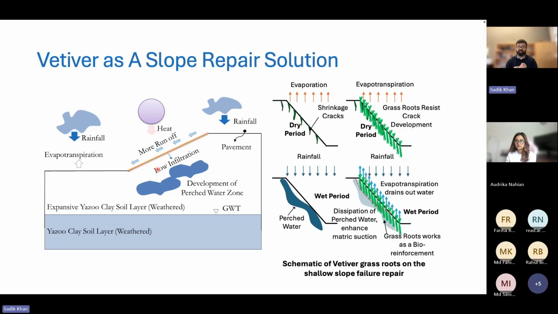In terms of increasing the shear strength of the slope, we can utilize the vetiver grass as a bioanchor, or it can be used directly to increase the shear strength, considering the RAR method, which is the root area ratio method. So we look into all of that.